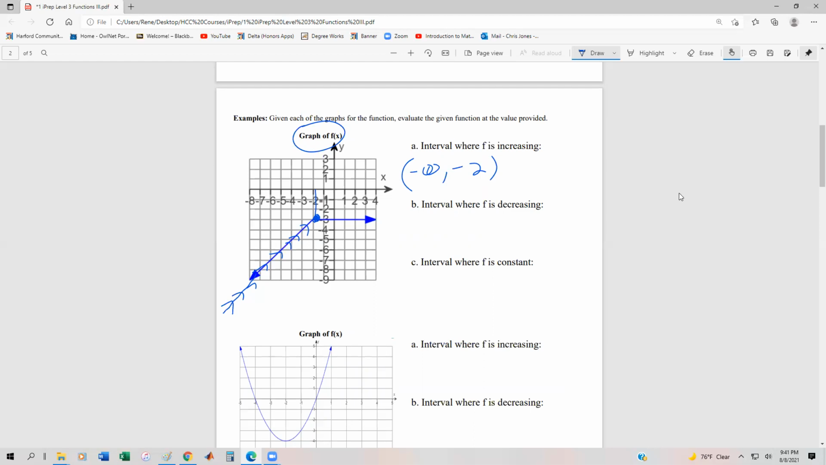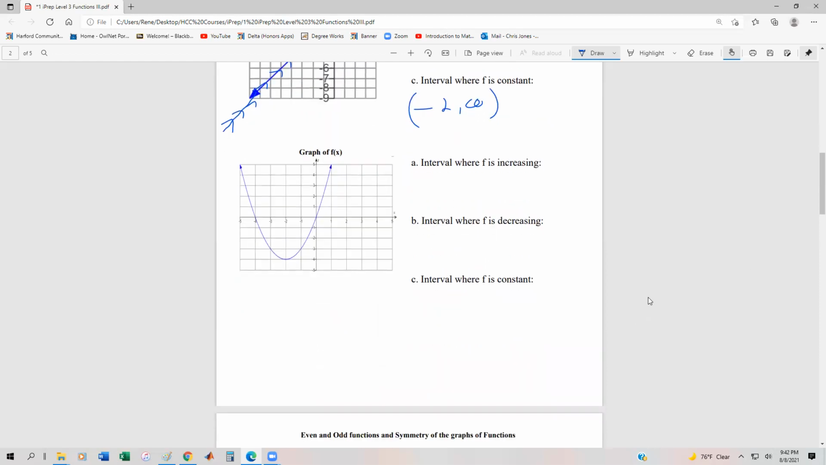And so what we can say is that this function is not decreasing anywhere. And then where's it staying constant? Well, it's staying constant right here, starting from -2, and then it just keeps going on forever. So from -2 to infinity is where it is constant.